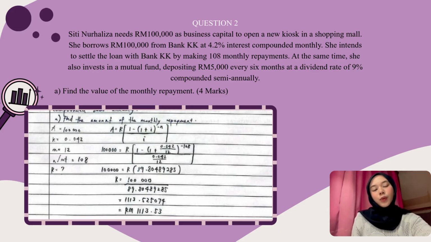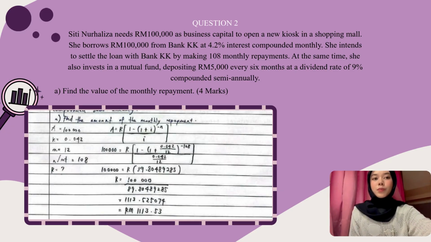So today I will be discussing question 2A and 2B. For question 2A, we have been given some information, which is A equals 100,000, K equals 0.042, M equals 12 and N equals 108. So we have to find the R. For this equation, we will be using the formula A equals R brackets 1 minus another bracket 1 plus I close the brackets to the power of negative N, over I.